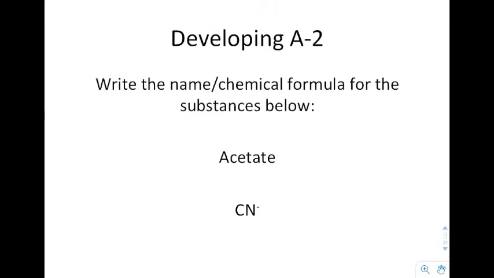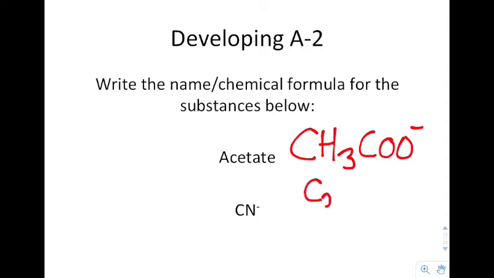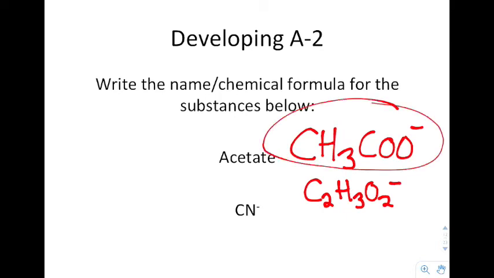It says write the name of the chemical formula for the substance below. So you would go to your polyatomic ions chart. So I look at acetate, and there's actually 2 different ways to express acetate. I like this one better, CH3COO minus. It has a minus charge. You could have also written it as C2H3O2 minus. Either one is acceptable. This is the one that I prefer, but either one would work. And then you'd look on your polyatomic ions chart and you would find this and you would recognize it as cyanide.